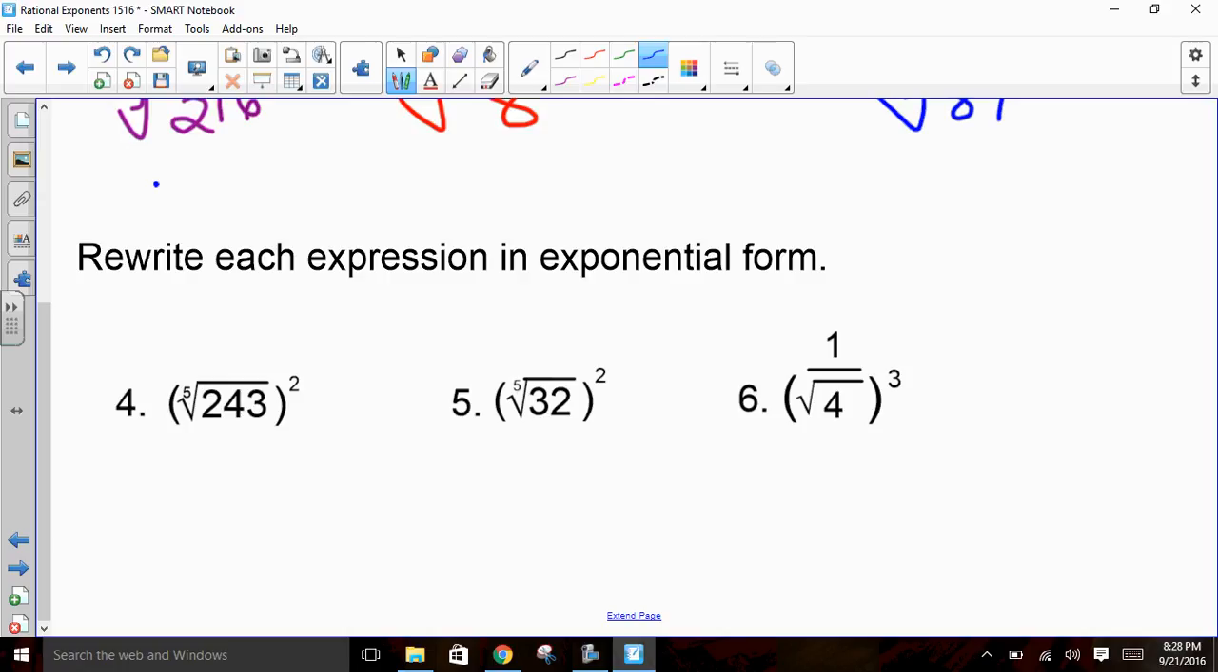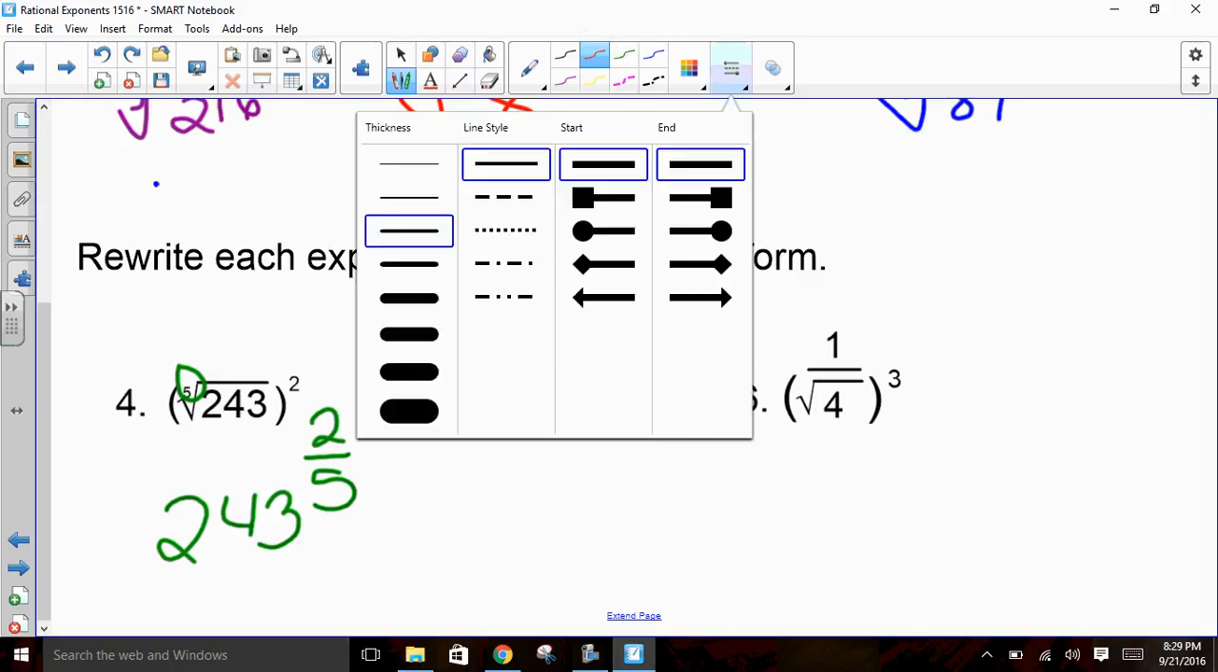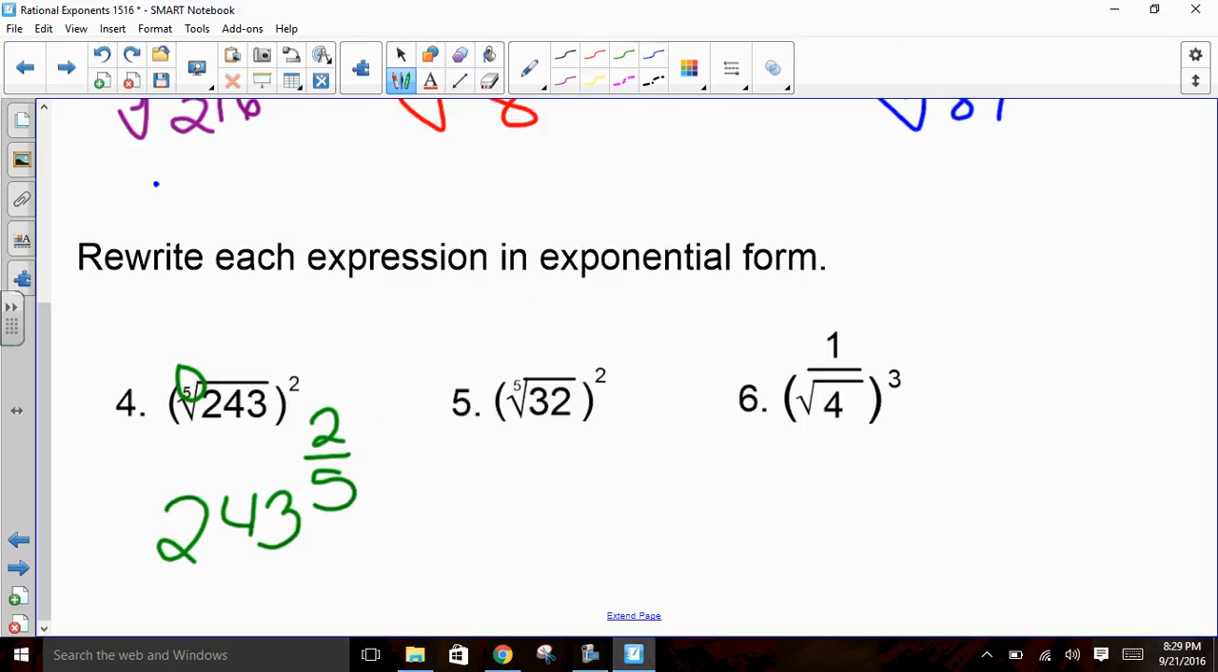Alright, going backwards, I have 243 to some exponent value. That exponent is going to have the denominator of 5 because it's the fifth root, and a numerator of 2 because it is squared. So 243 to the 2/5. And again, try and make your exponents small. It's kind of hard to do on my computer. I'm sorry, I'm trying as best I can. That's why I was making my pen a little thinner, so that was easier to do.